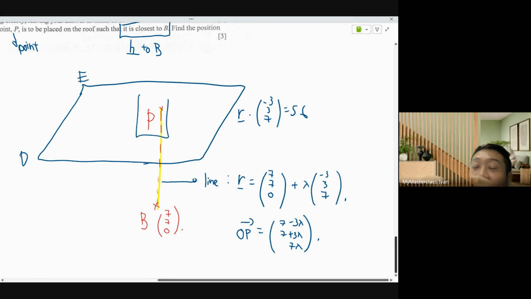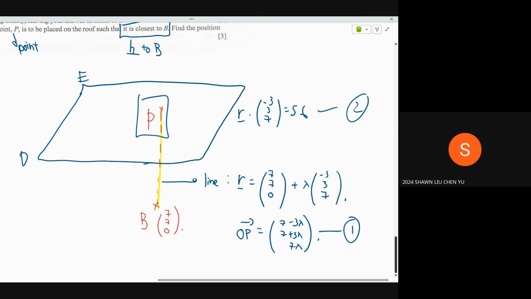Is P the point of intersection of the plane and the line? Yes or no? Point of intersection means we do simultaneous equations. Where is equation 1? This is equation 1. Where is equation 2? Isaac, tell me, where is equation 2? Yeah, this is equation 2. Sub in, find the lambda, put it back. You get OP already. Understand?